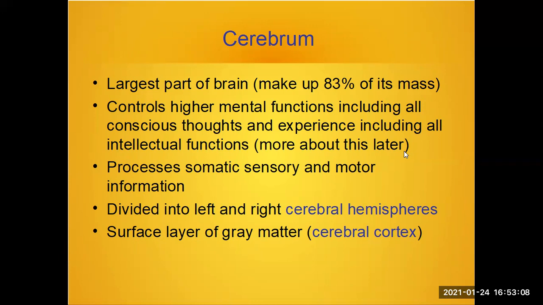Cerebrum, largest part of brain, makes up 82% of its mass. Controls higher mental functions, including all conscious thoughts and experience, including all intellectual functions. More about this later. Processes somatic sensory and motor information. Divided into left and right cerebral hemispheres. Surface layer of gray matter, cerebral cortex.